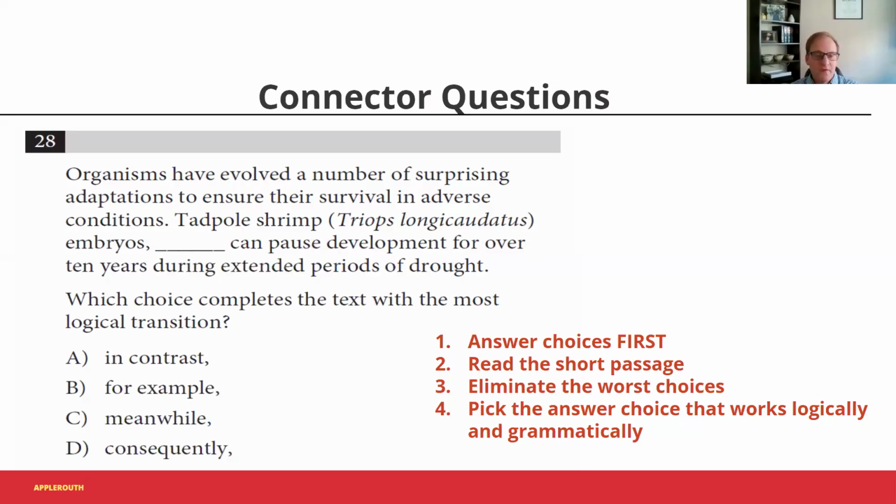Here, organisms have evolved a number of surprising adaptations to ensure their survival in adverse conditions. Tadpole shrimp embryos, blank, can pause development for over 10 years during extended periods. Well, this is not a contrast, so it's not A, or C for that matter. And I don't think it's cause and effect. Consequently is like therefore or thus. So in this case, I'd pick B, for example, as the answer that makes the most sense. And you can see, even if we miss this question, it's not going to take forever, which is good. That's why these questions could be nice to get to early on, even though they're towards the end.